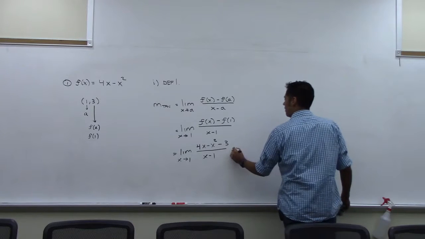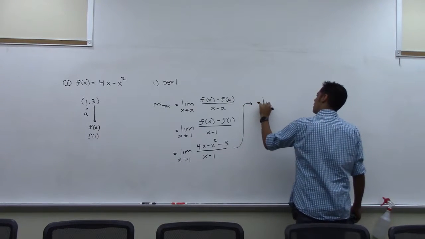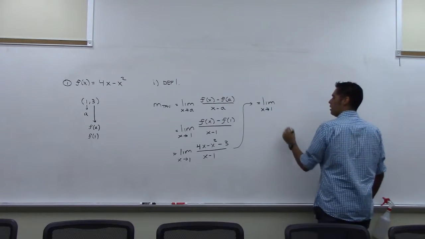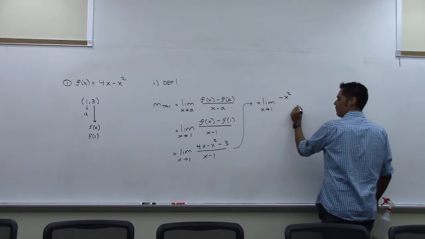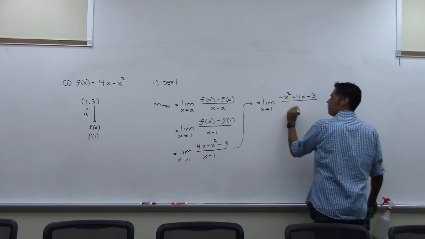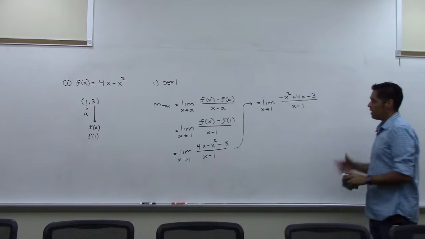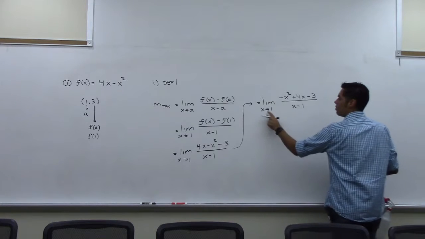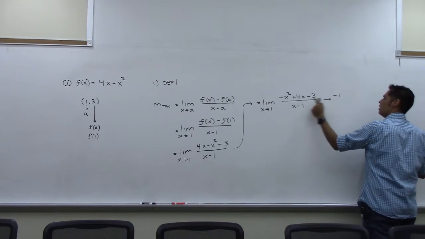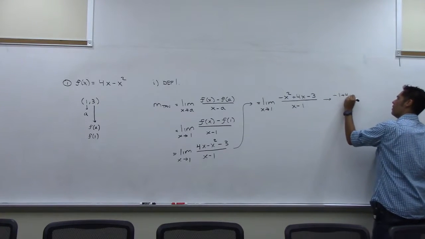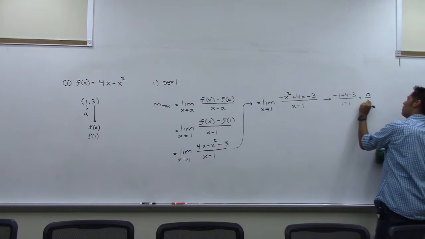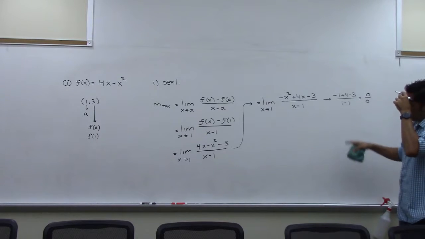And I'll just clean that up a little bit. That's equal to the limit as x approaches 1. Let's see, I can do 4. No, I can't do anything there. I'll just put it in descending order. I don't have to do this, but I will, over x minus 1. All right, now we can check real quick. If we were to let x go to 1 right now, we would get negative, 1 squared is 1, so we get negative 1, then plus 4, and then minus 3 over 1 minus 1. We would get a form of 0 over 0, which is bad. So we need to do some algebra now.